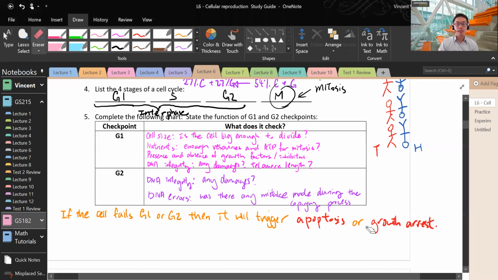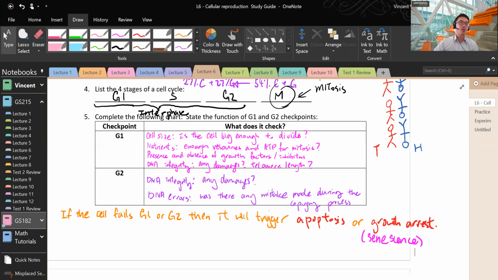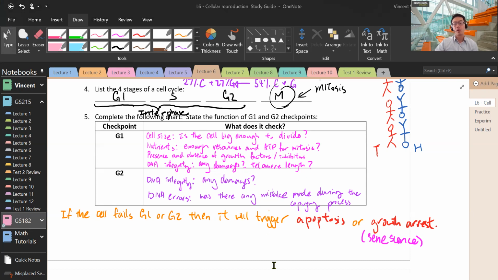I should probably tell you that this is also called senescence. It's one of the reasons why we age. When we get older and older, the cells just don't divide anymore, and they enter senescence. And if we have a large pool of cells that are in senescence, then we age, sadly.